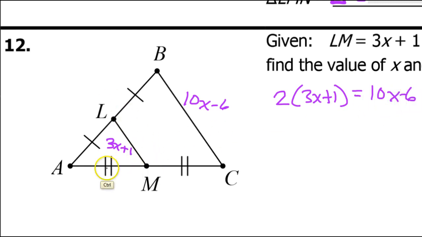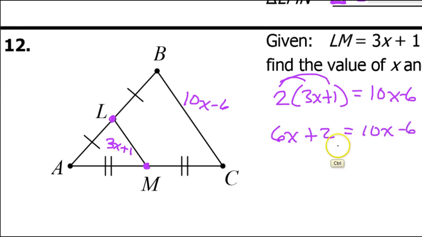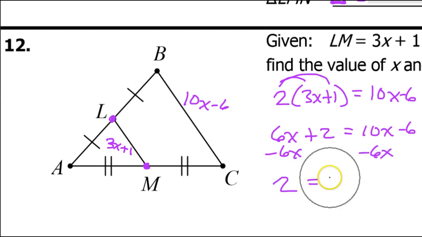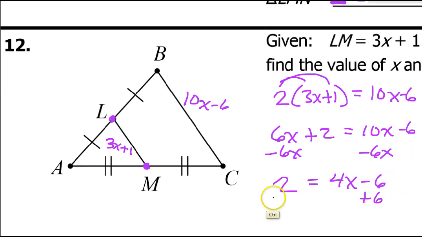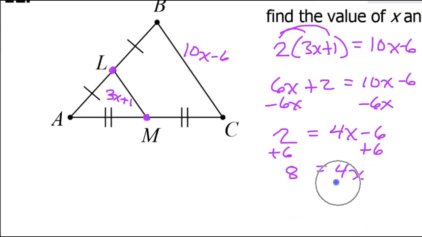Again, I know this is a midsegment because of the tick marks, which indicate that M is a midpoint and L is a midpoint, same on each side. Anyway, back to the equation. If I do the distributive property, that will be 6x plus 2 is equal to 10x minus 6. Subtracting 6x from both sides leaves me with 2 equals 4x minus 6. Then if I add 6 to both sides, that gives me 8 is equal to 4x. And then when I divide both sides by 4, I get x is equal to 2.